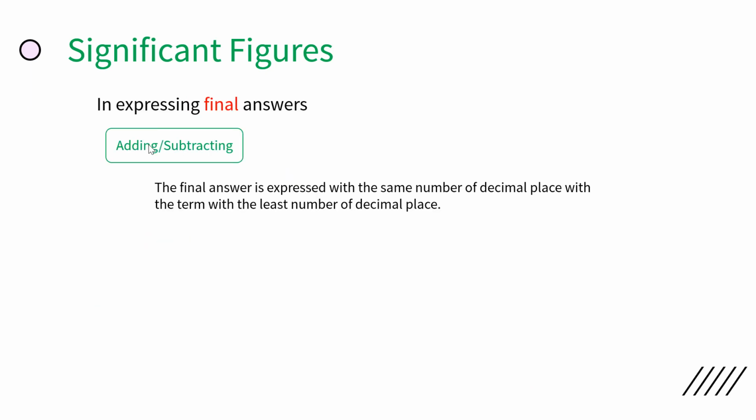There are also rules in expressing final answers when adding or subtracting and multiplying or dividing quantities. In addition or subtraction, the number of significant figures does not matter. What counts is the number of decimal places. The final answer is expressed with the same number of decimal places as the term with the least number of decimal places. So for example, 1.034 meters plus 3.3 meters equals 4.334 meters. However, the final answer should be 4.3 meters.